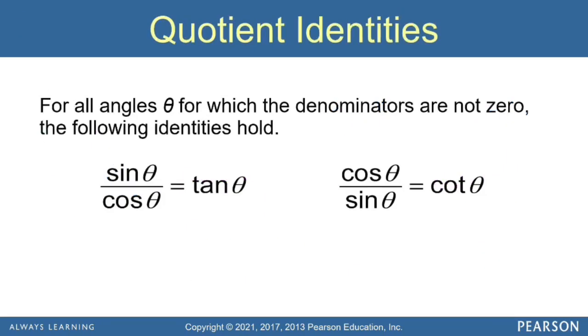And now I'm going to introduce you to some new identities. So these are the quotient identities, and it says for all angles theta, for which the denominators are not 0, the following identities hold.